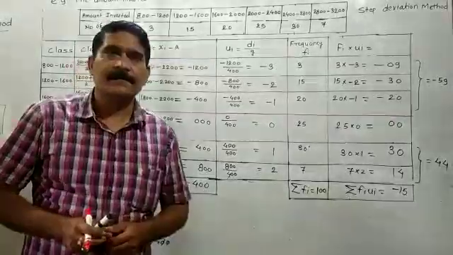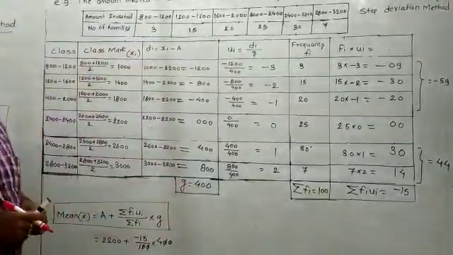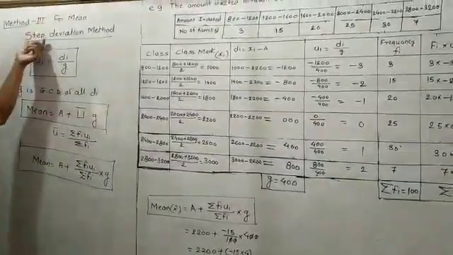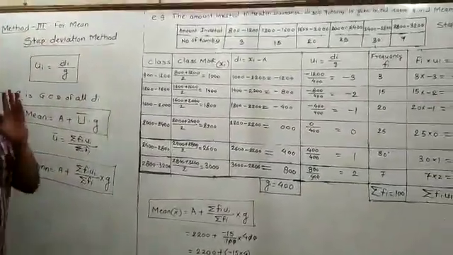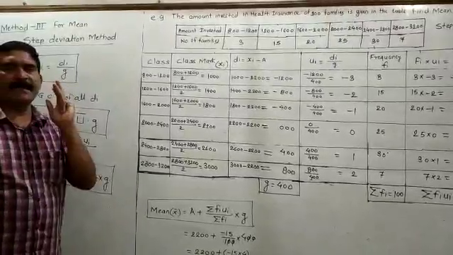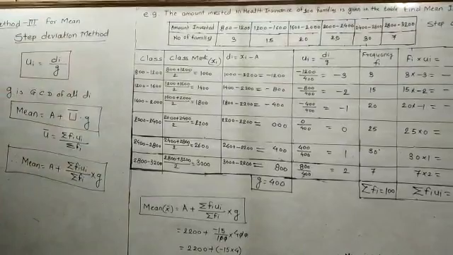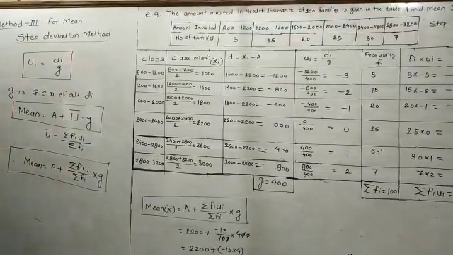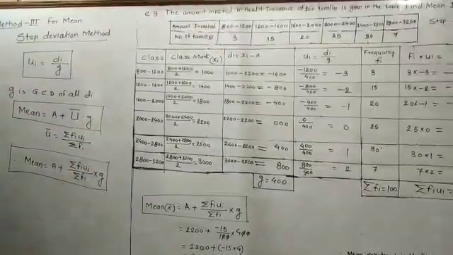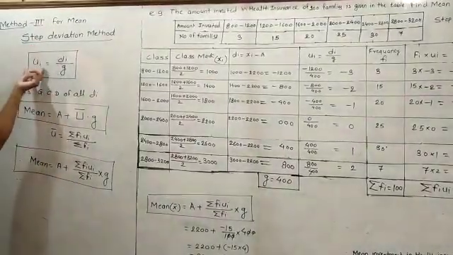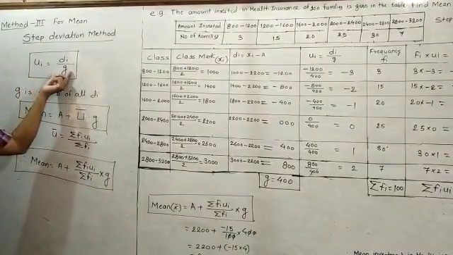We have to start with a new method to find out the mean, and that is the third method. The third method to find out the mean is the step deviation method. The first method is the direct method, the second method is the assumed mean method, and this third method is the step deviation method. In the step deviation method, you have to see how the formula will come. In the third method, ui is equal to di upon g.